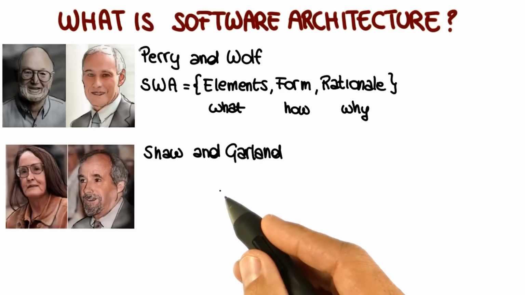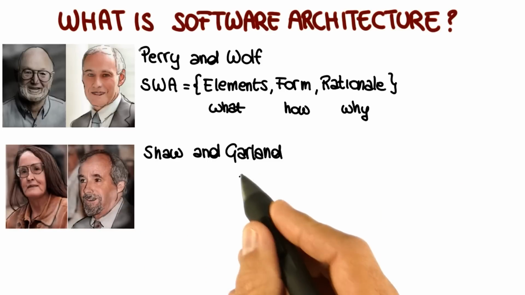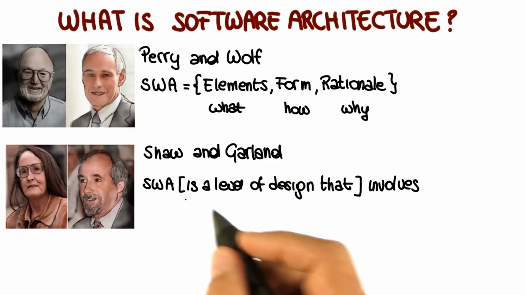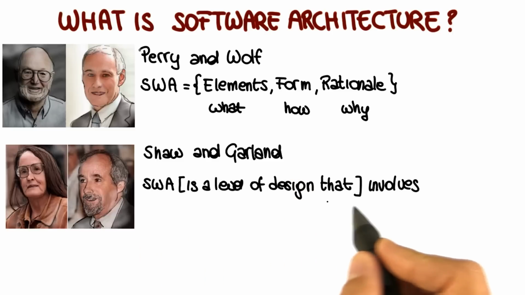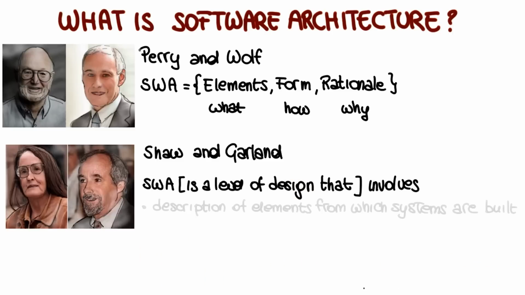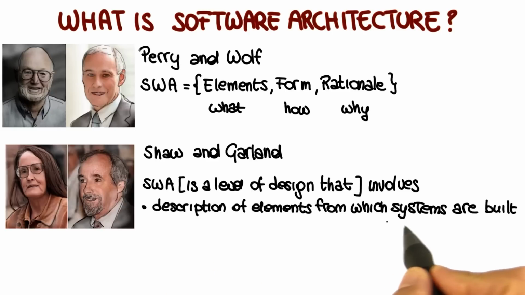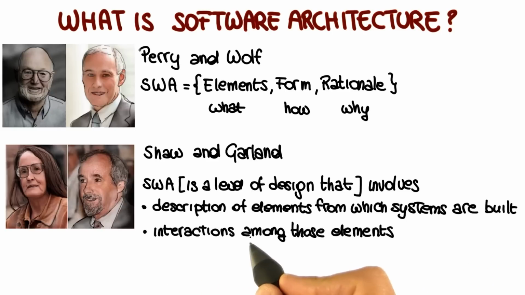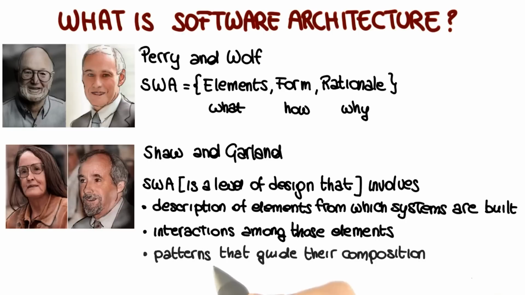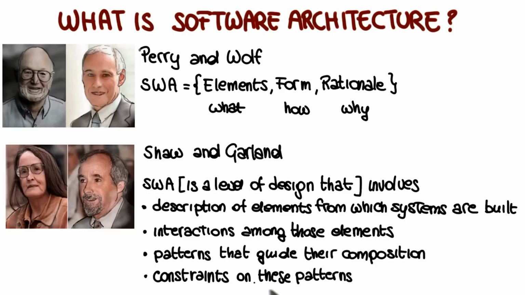The second definition I want to use is from Mary Shaw and David Garland, and they define a software architecture as the level of design that involves four main things: a description of elements from which the systems are built, the interactions among those elements, the patterns that guide their composition, and finally, the constraints on these patterns.